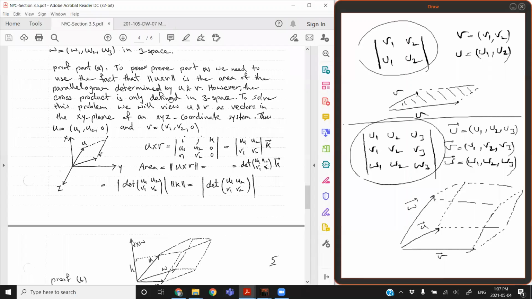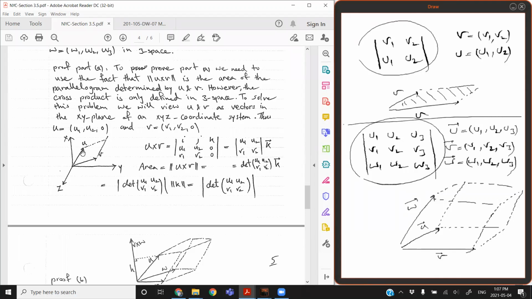To prove part A, we need to use the fact that the cross product is the area of the parallelogram. So here also we are trying to show that this determinant is the area of the parallelogram. So definitely we have to use cross product. However, cross product is only defined for 3-space. Cross product is not defined for 2-dimensional space. We can solve the problem by choosing 0 for the third component.